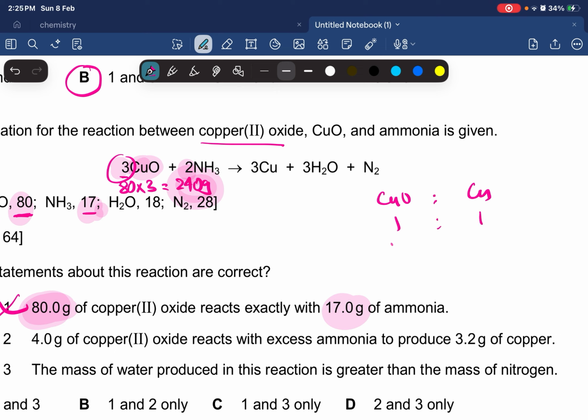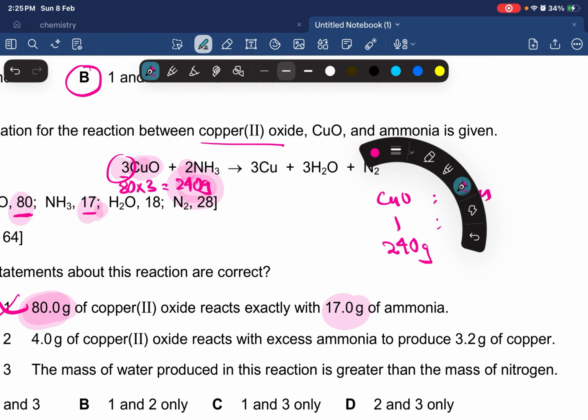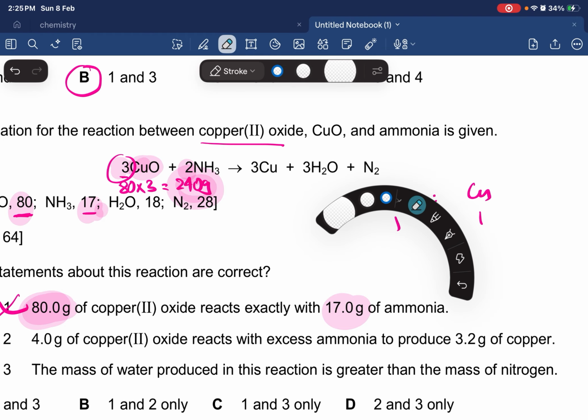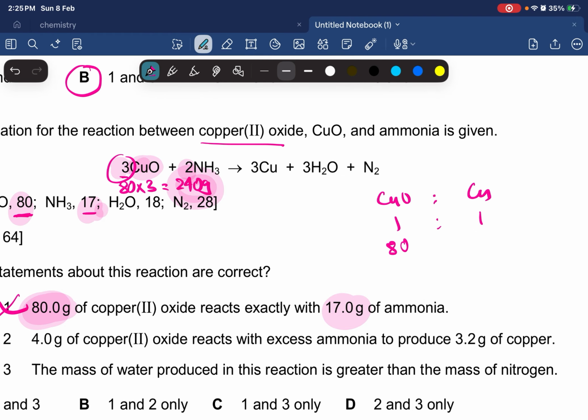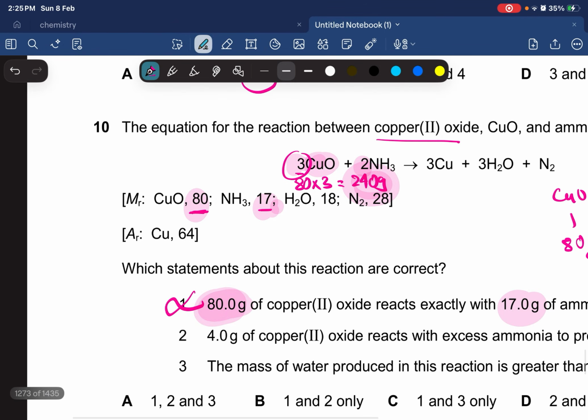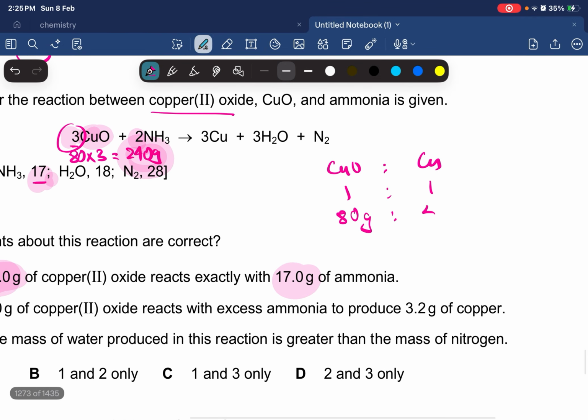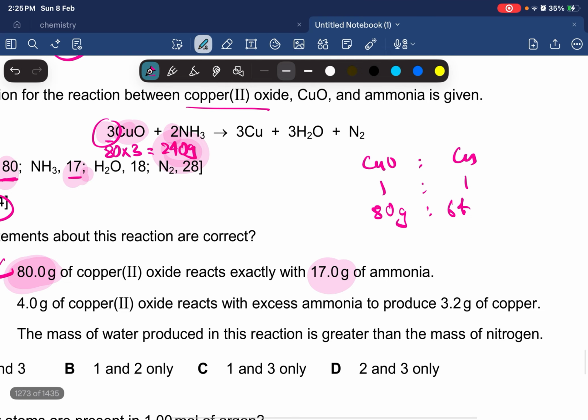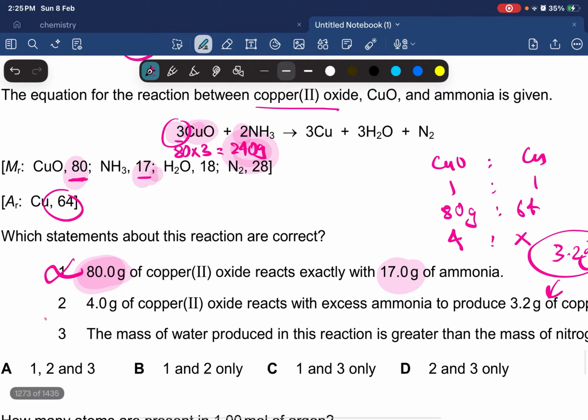1:1. So if we have 80 grams of this, or you can simply take the mass of 1 mole because I'm doing 1:1, we're going to form 64 grams of copper. So if I have 4 grams of this, I'm going to form X grams of copper. 4 into 64 divided by 80 is 3.2. So I'm going to form 3.2 grams of copper, which makes option 2 correct.